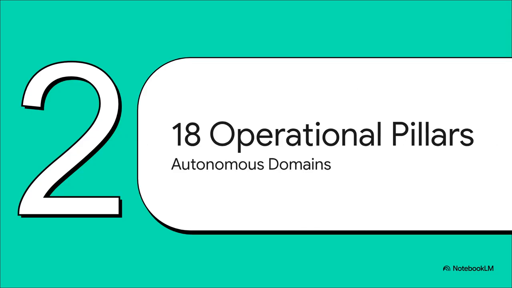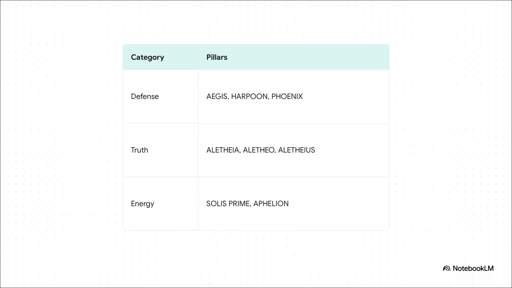Moving on to part 2, the 18 operational pillars. These are the autonomous domains. So the formal report lists 18 distinct domains, orbiting that central core like vital organs. That's a super dense list, so let's break down the most critical ones into digestible categories.